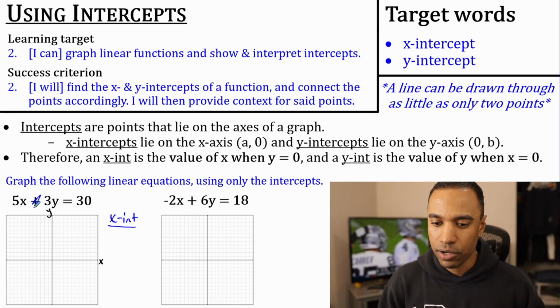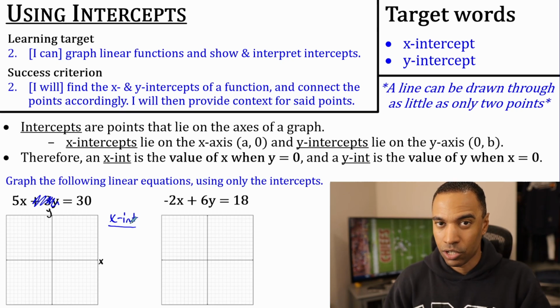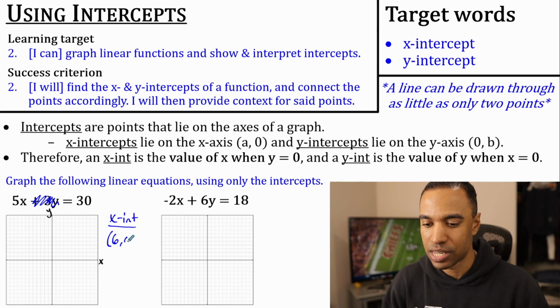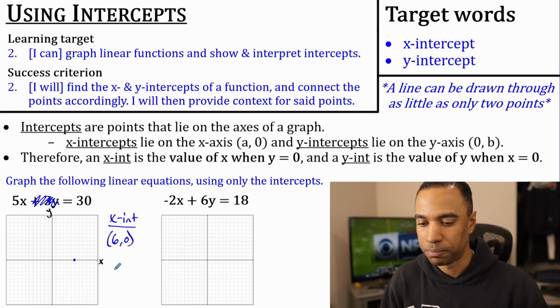X-intercept, set y equal to 0. 5x equals 30. Divide both sides by 5. X equals 6. So the x-intercept is 6 comma 0. I'm going to plot that point. Assume these go up by 1. Hopefully you can see those little points right there. 6 comma 0 is right there.